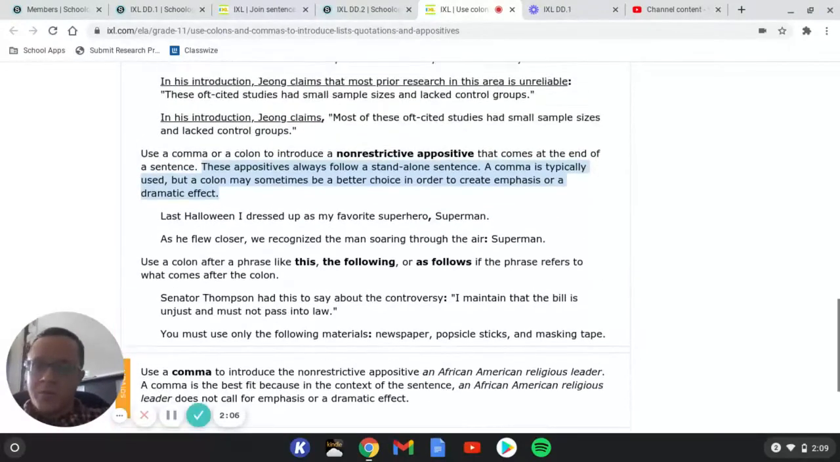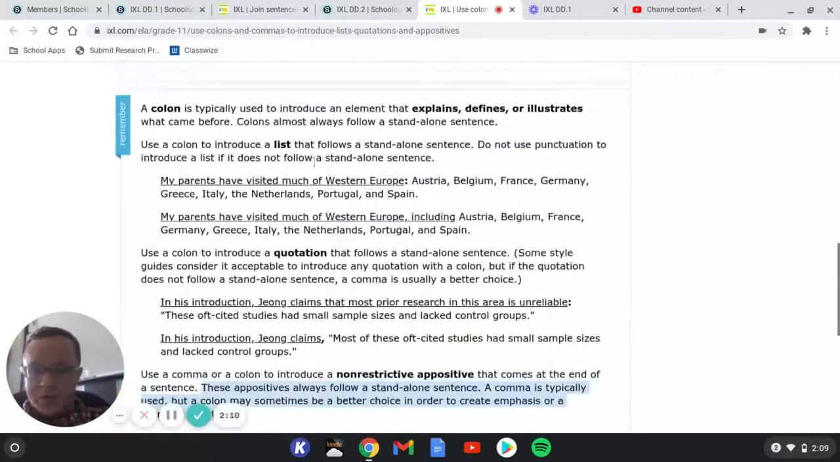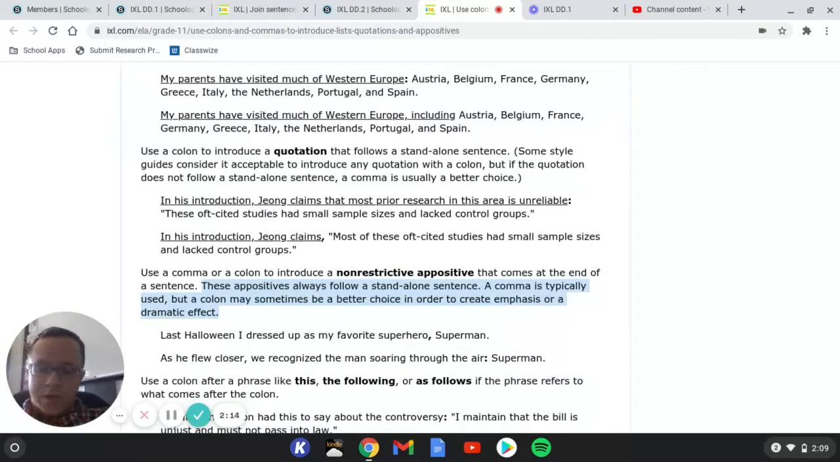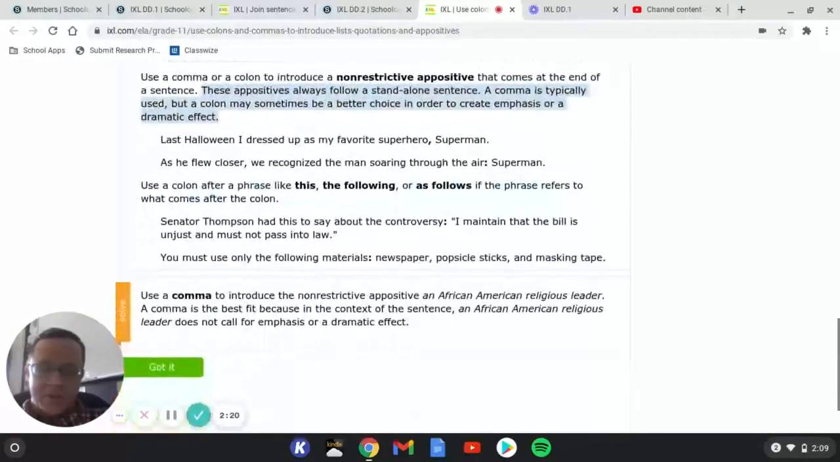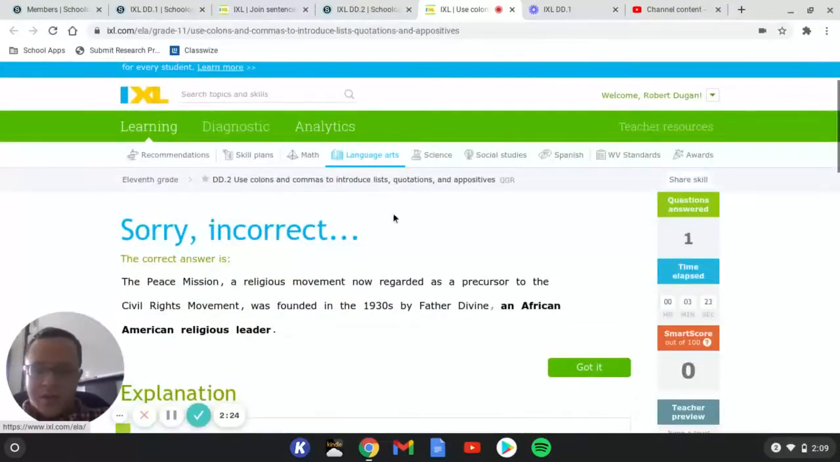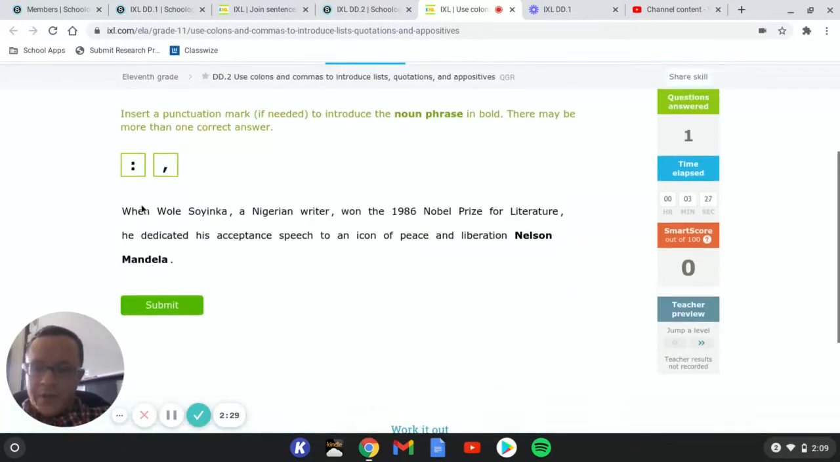But one of the rules here that is for sure is, you're going to use a colon when you introduce a list or quotation, and the thing that is before that colon is a standalone sentence. So let's do a couple of these and see if we can get it right.